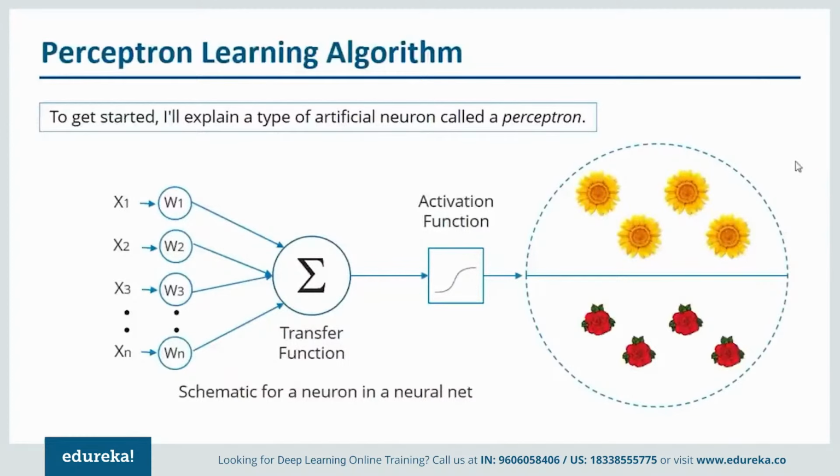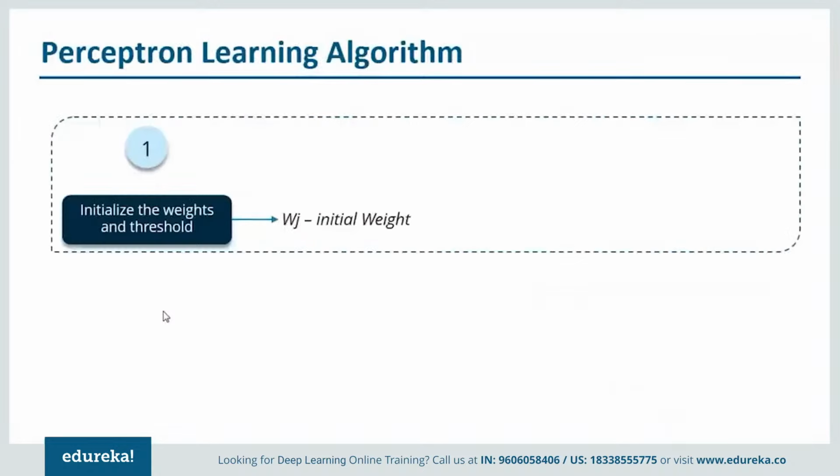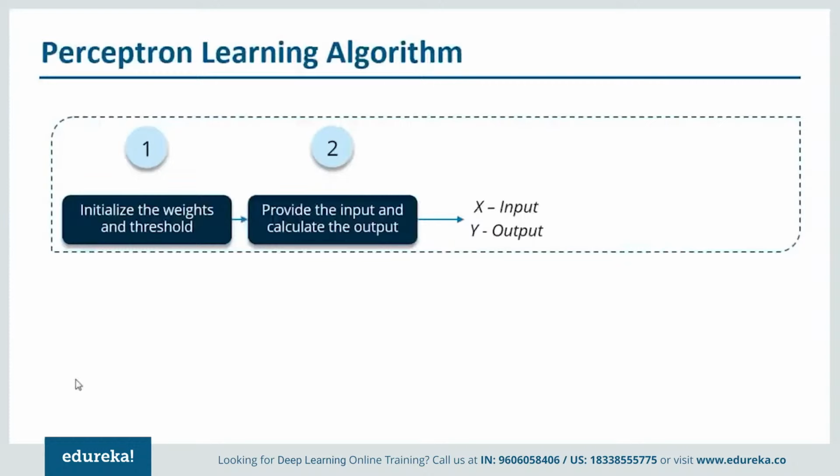Now there's an algorithm on which it works, so let me explain that. The first thing we do is initialize the weights and the threshold. These weights can be a small number or a random number, and it can even be 0. It depends on the use case that we have. Then we provide the input and calculate the output. When we are training our artificial neuron, we have the output values for a particular set of inputs. So we know the output value. But what we do is give the input and see what the output of our particular neuron will be.